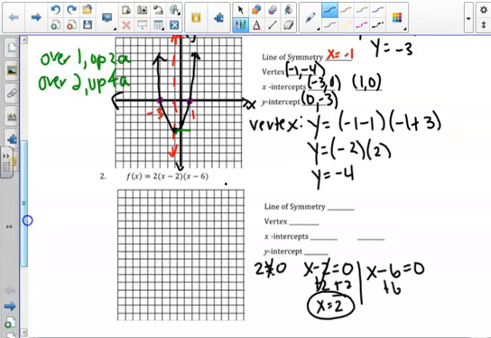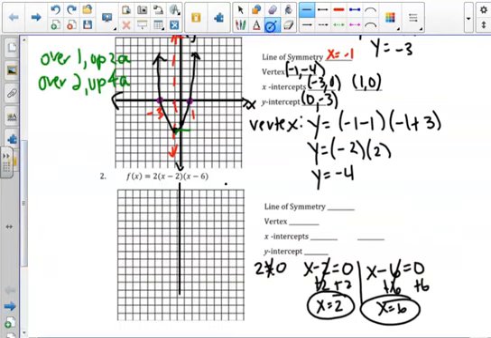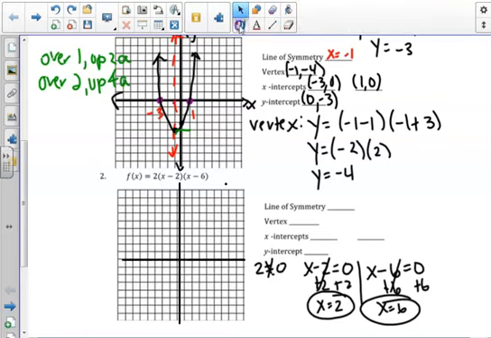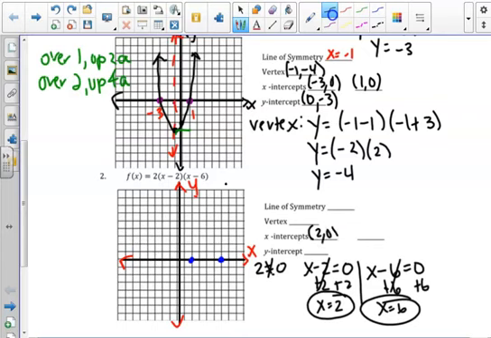So x is 2 and x is 6. So I'm going to plot those first thing on my grid. So I do have those. There's my x, there's my y, and we have 2 and 3, 4, 5, and 6. So our x-intercepts are the coordinate points 2, 0, and 6, 0.